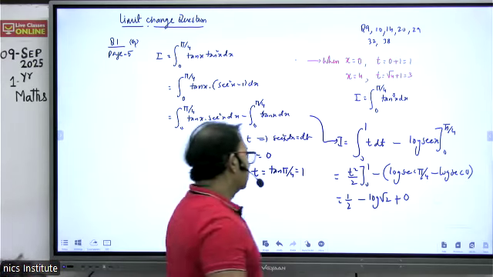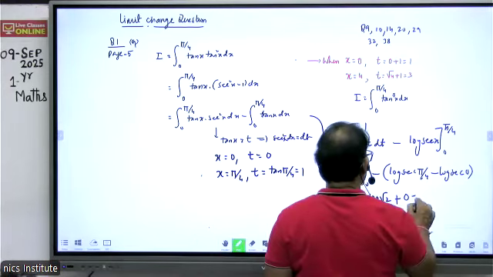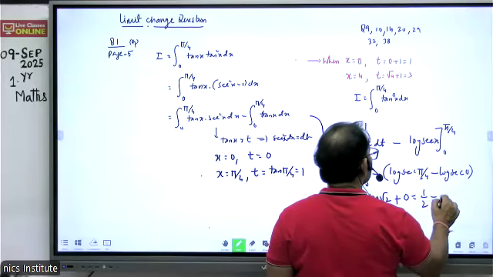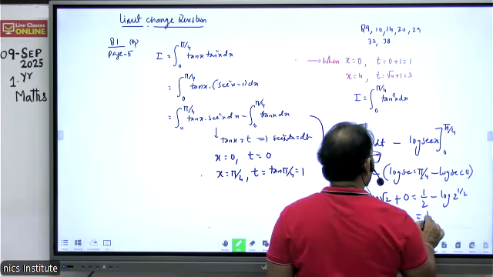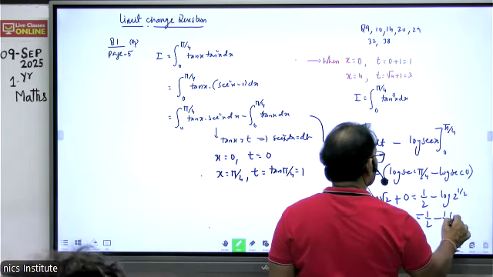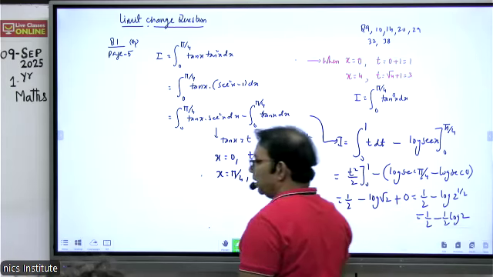Yes. So you can convert log root 2 also. So 1 by 2 minus root 2 would be 2 raised to power half. 1 by 2 minus 1 by 2 log 2. Next question.